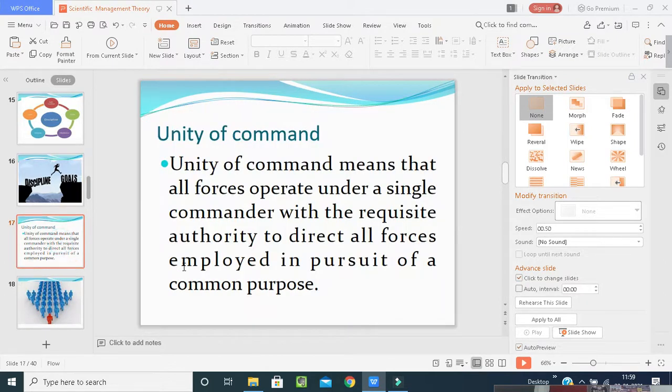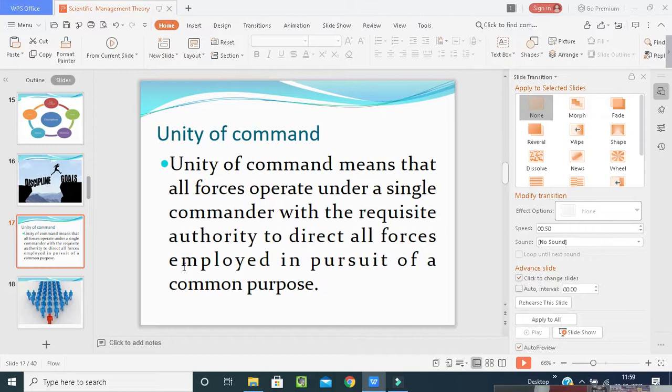Next one, unity of command. So what is happening? Unity of command means all forces operate under a single commander. One commander will be there, a team leader will be there. If you see in the military or army, a parade will be there. One person will command and all his followers will listen and take the steps according to his will and wish. Like that in the organization also.